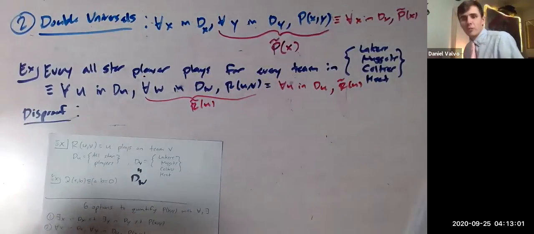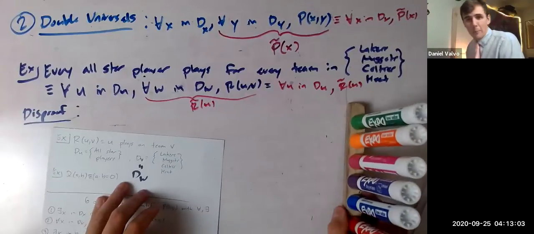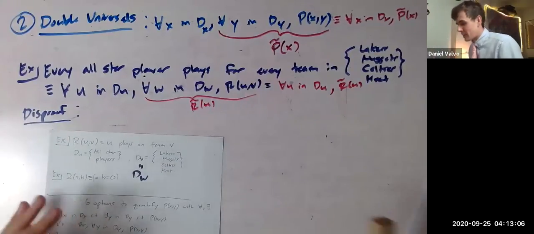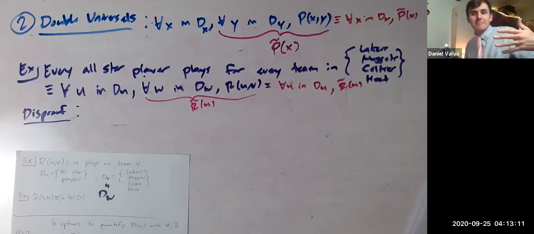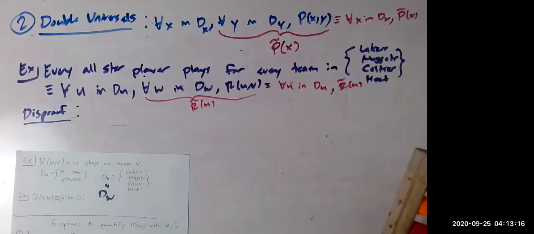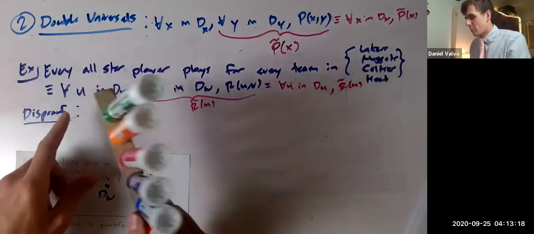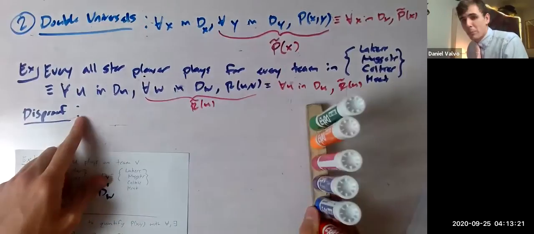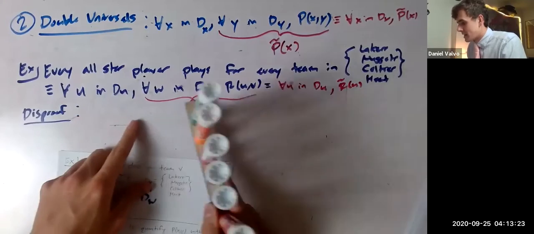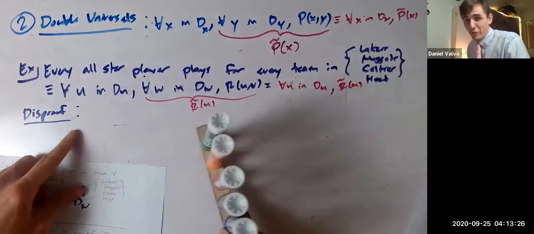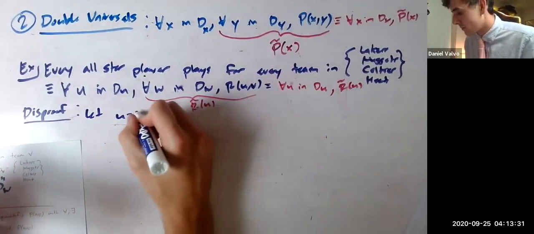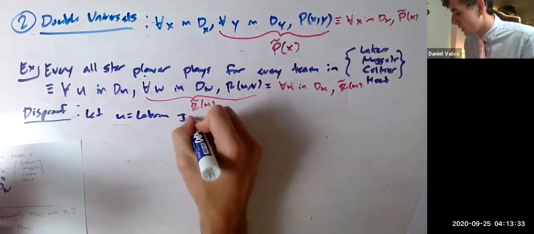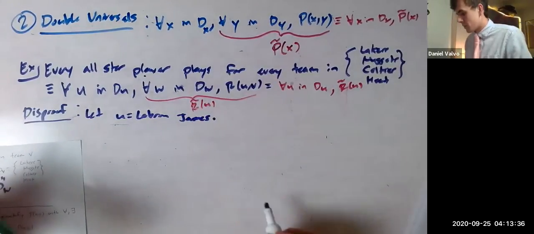So this is really just a for all statement where the predicate happens to be another for all statement wrapped in it. The point is, how do you disprove for all statements? You find a counterexample. So we just have to find a counterexample of a player in our domain of all-star players that doesn't play for all the teams. So let U equal LeBron James.